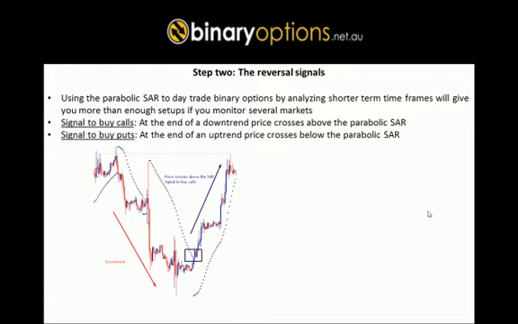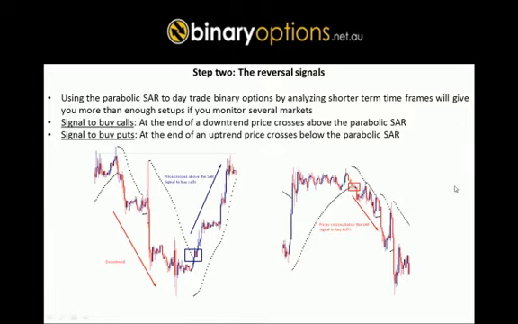Here's an example of a reversal signal using the Parabolic SAR. As you can see, we are in a clear downtrend because price is trading below, or the indicator is plotted above price. When price crosses above the SAR, you can see that we actually have a trend reversal, and we can buy calls when this signal appears.